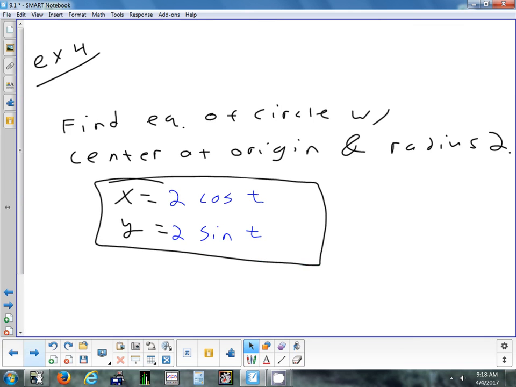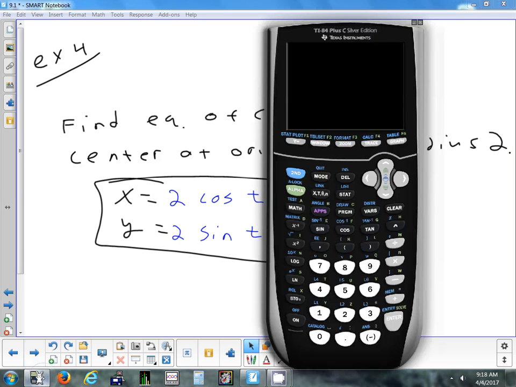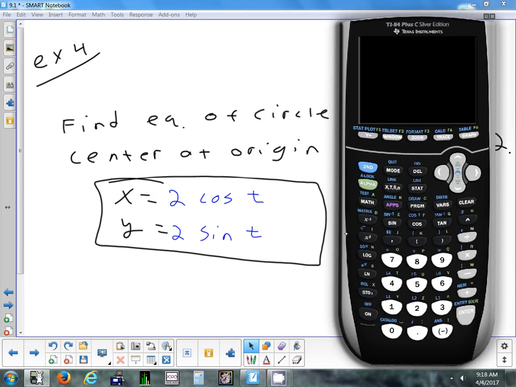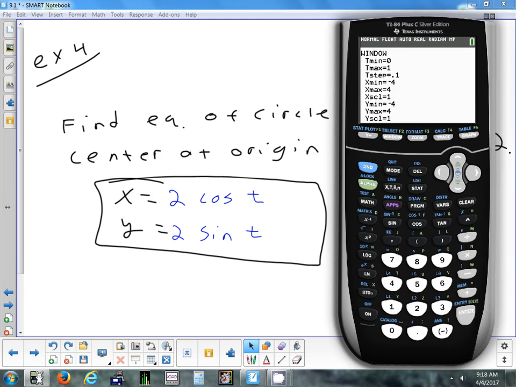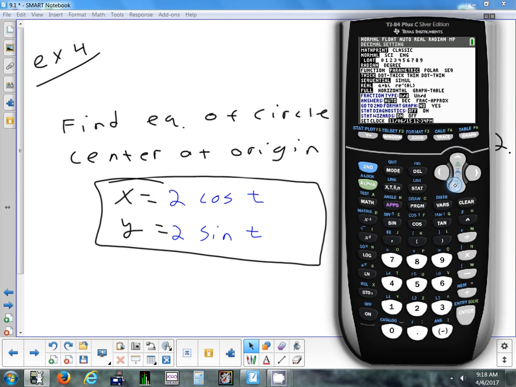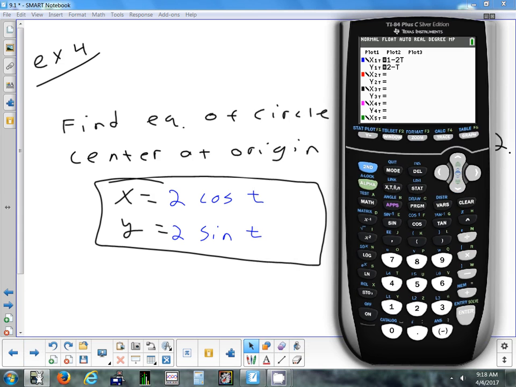Now, when we sketch that, let's do it in degrees. I have to type in each equation, 2 cosine t and 2 sine t.